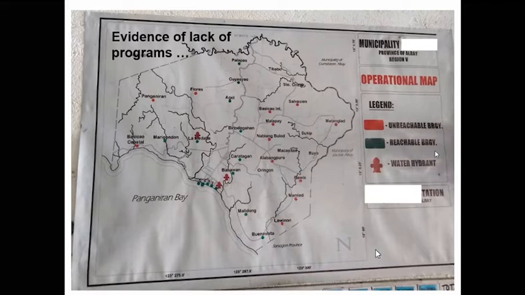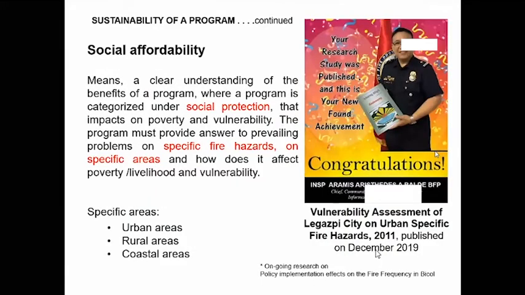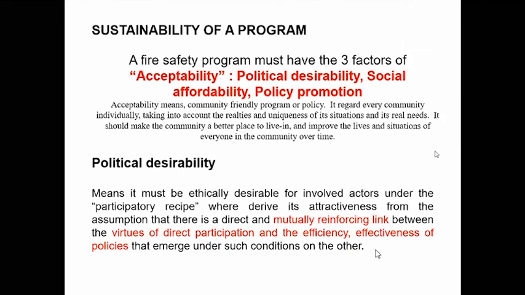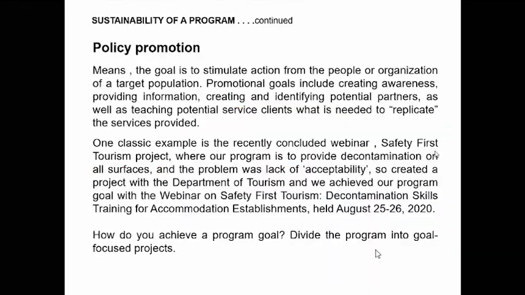Continue. Let's go back to what we covered earlier: the purpose of your program, the objectives, how to plan for a program, the planning, and the sustainability of a program. Then the appreciation. Let's go back to the elements of appreciation: political desirability, social affordability, and policy promotion. And then we come to the example.